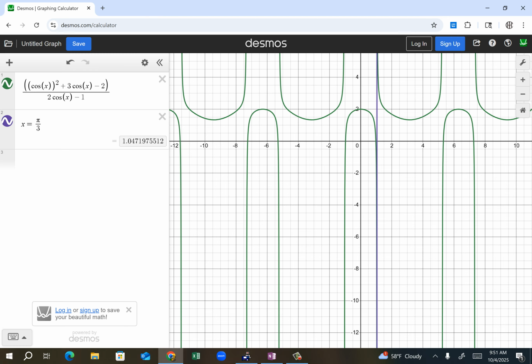Well, that clearly is not removable. Interesting. Cosine squared x plus 3 cosine x. Is that what I put? Oh, it's 2 cosine squared. You big buffoon.